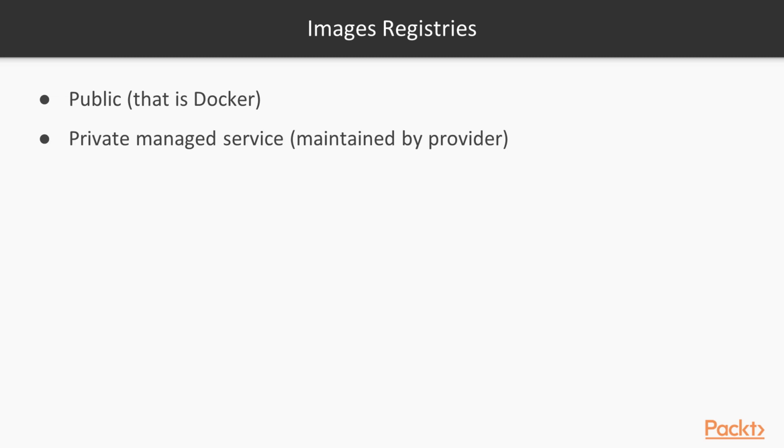We talked a little bit about image registries. Obviously, there's the public registry, which is Docker. You can use private managed services, which are maintained by a provider, such as a platform service like Azure Container Registry. Or you can also use a private hosted service, which you maintain. This means that any of the maintenance and upkeep associated with that service are 100% on you.